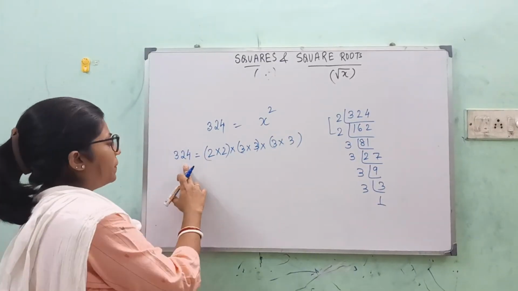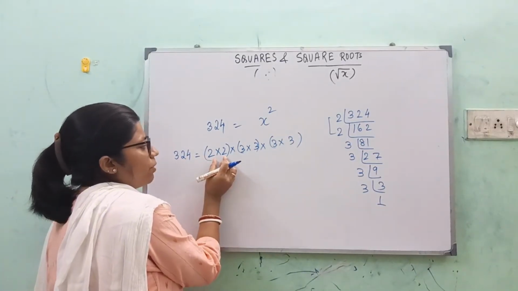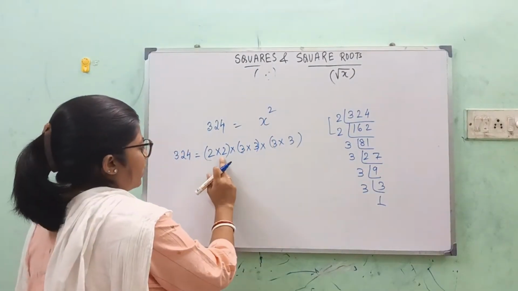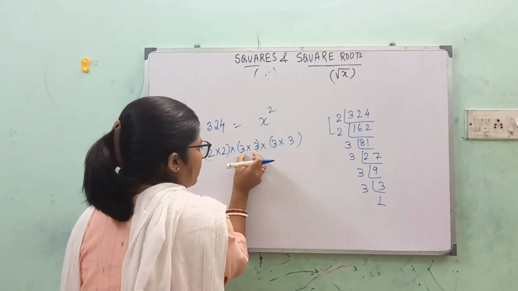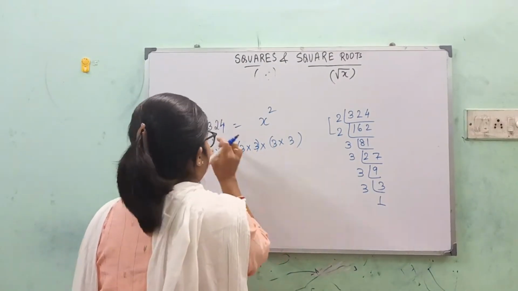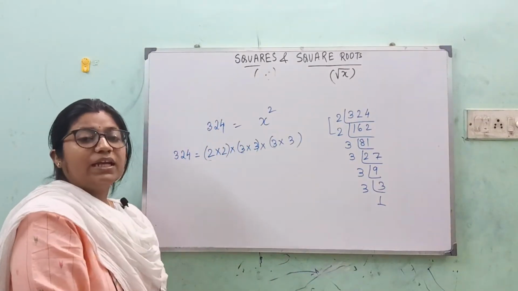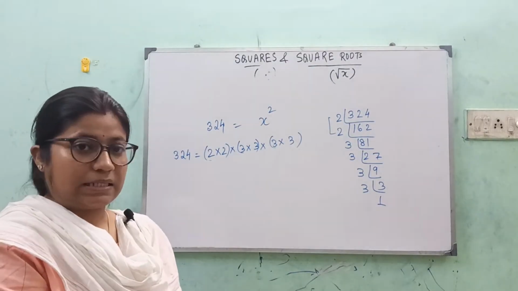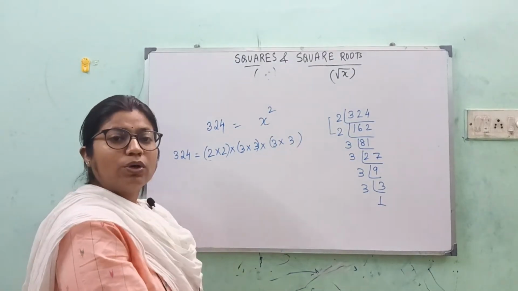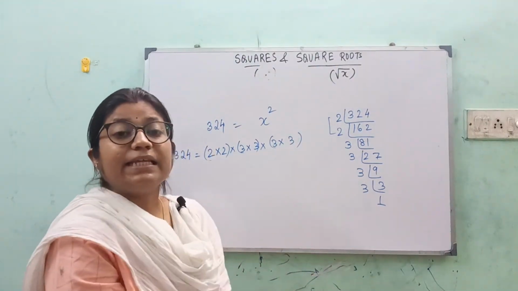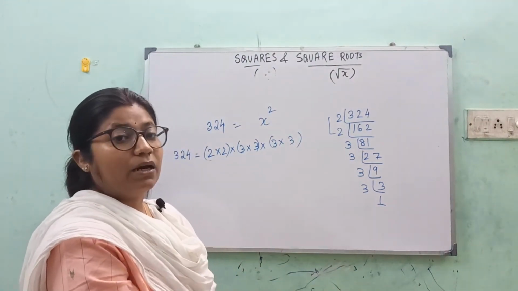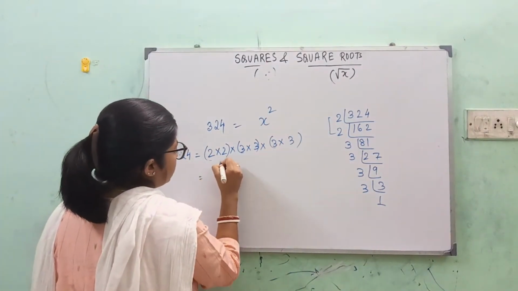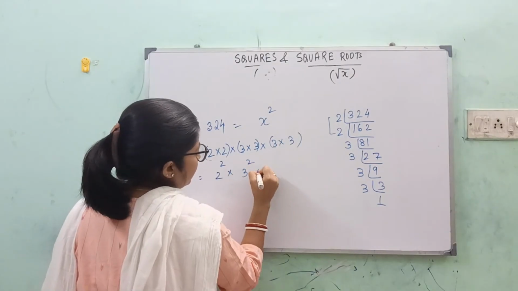So this number 324 could be expressed in the form of a product of pairs of equal prime factors. Equal prime factors made into a pair, and the product of them has been done. If any number is expressed as a product of pairs of equal prime factors, that is, everywhere you get a pair and no number is left unpaired, then the number will be a perfect square. So this one is 2 square, 3 square, and 3 square.